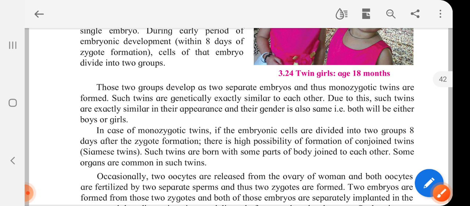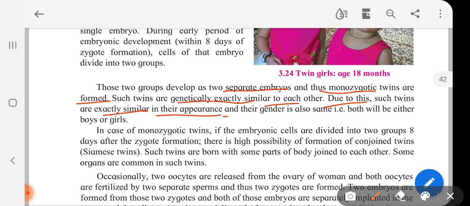Now if those two groups develop as two separate embryos, then monozygotic twins are formed. Such twins are genetically exactly similar to each other. Due to this, such twins are exactly similar in their appearance. Their gender is also the same. Both will be either boys or girls.